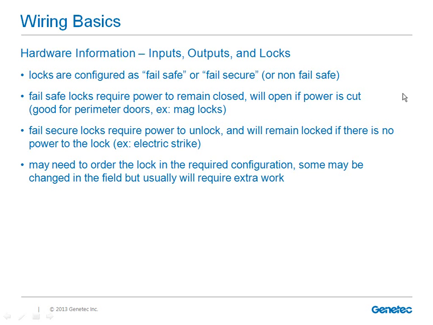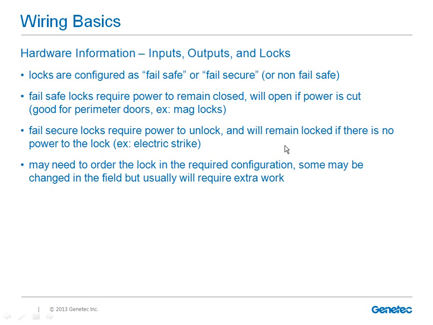What we're referring to here is how the lock will react when it loses power. Now, fail-safe locks constantly need power in order to stay closed. In the case of a power loss, the lock will open. These are good for perimeter doors where people should be able to exit in case of a power problem or other emergency that cuts the power to the lock. A magnetic lock is a good example of a fail-safe lock, as the magnet will not be active without power.